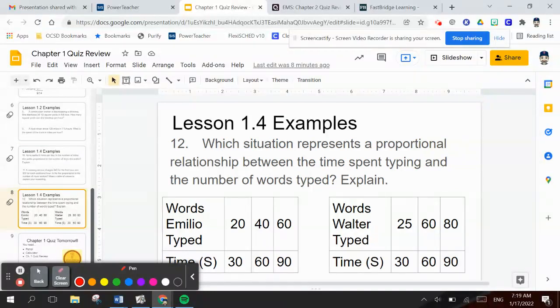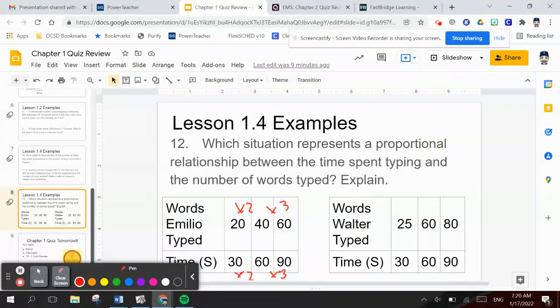Number 12 says, which situation represents a proportional relationship between the time spent typing and the number of words typed? Well, if I look at Emilio's, it is 30 for 20 minutes and 30 seconds, 40 words typed, and 60, 60, and 90. So if I look at Emilio's, I know that 20 times 2 is 40, and 30 times 2 is 60. And that 20 times 3 is 60, and 30 times 3 is 90. So Emilio's is proportional.